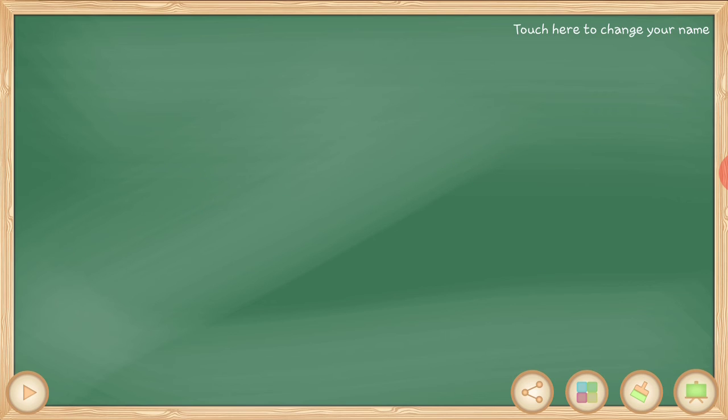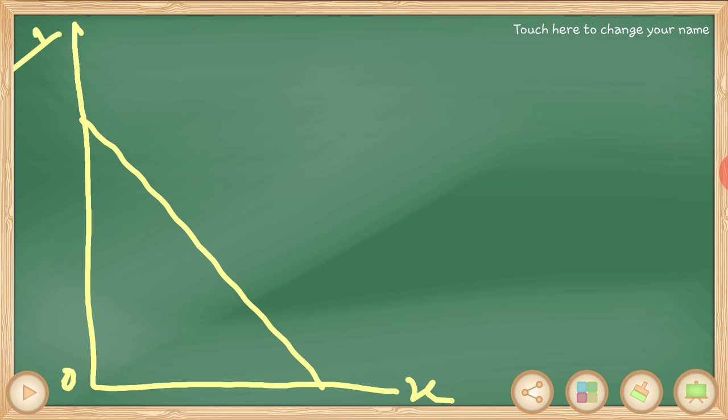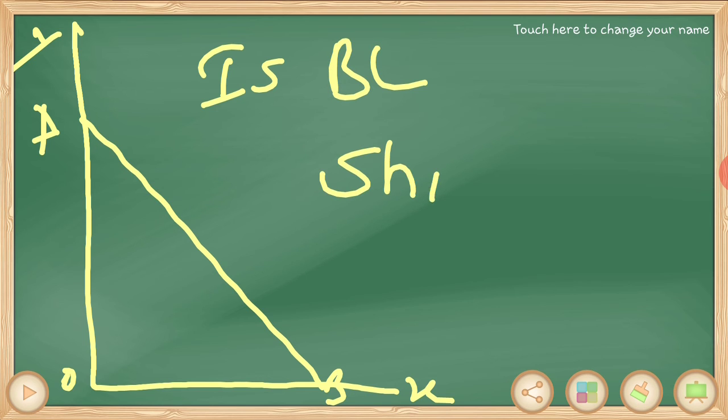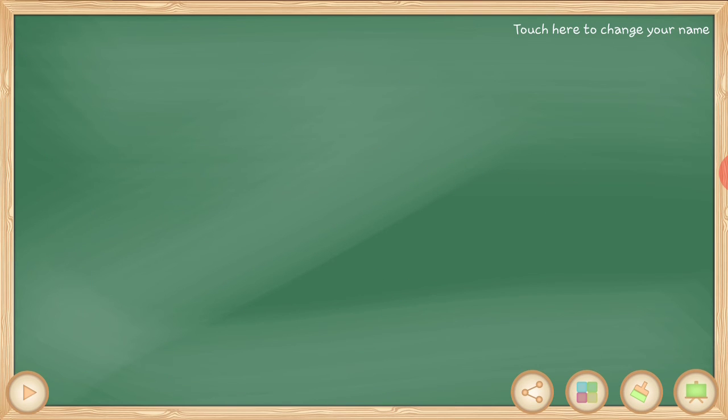Then we have to know the shape of the budget line, dear students. This is our budget line. Am I right? So this is the budget line. One question arises: does the budget line shift? This is the question. The answer is yes, the budget line shifts.